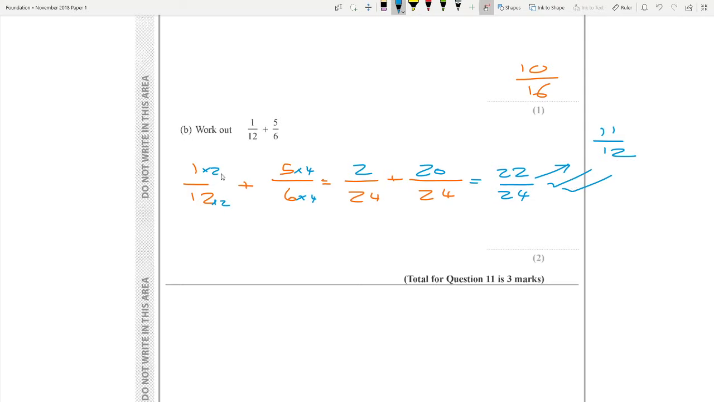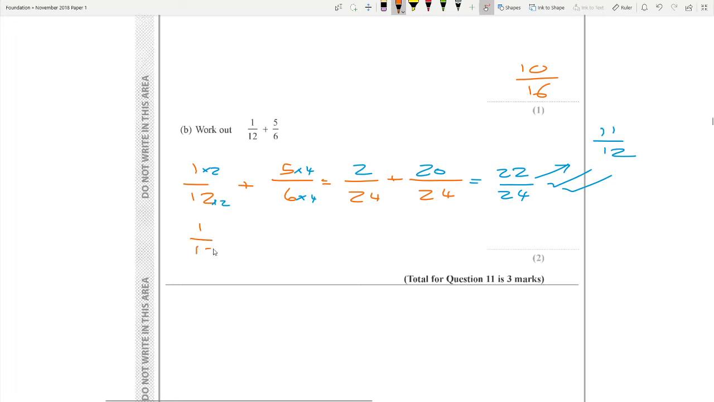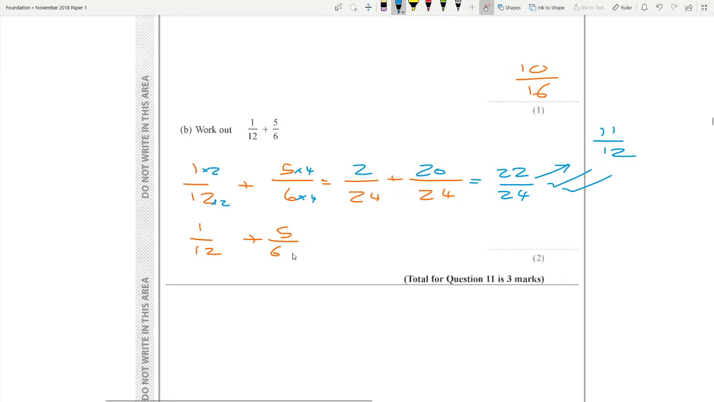Now a quick way of doing this question would be by getting the lowest common multiple of 12 and 6. Now 24 is fine. 24 is a multiple, but it's not the lowest common multiple. The lowest common multiple of 6 and 12 is 12, isn't it? Because look, 12 is in the 12 times table, and it's also in the 6 times table. Now the benefit of doing this is that I only need to multiply this one side, and then I won't have to cancel down my answer as well.